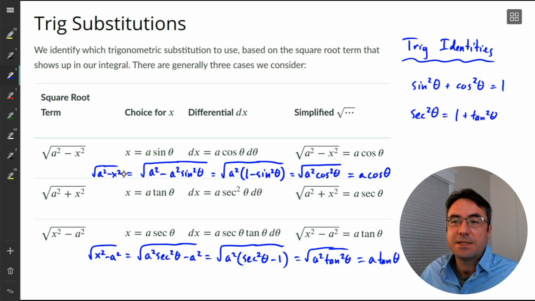So, like I said, you can go through all this work each time doing the trig identities, or you can just know ahead of time what the result is going to be. The choice for x and the square root term end up being just the opposite trig function.